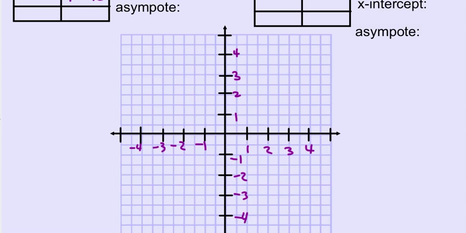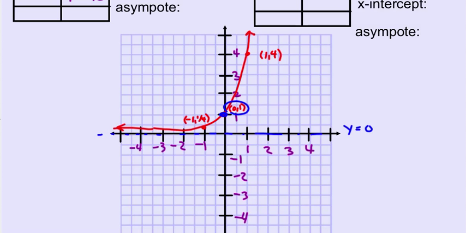One of our ordered pairs was -1, up 1/4. Next ordered pair is over 0, up 1. That will be our critical point. And then over 1, up 4. Here is our exponential function. It has an asymptote at y equals 0. It has a critical point, which is your y-intercept, of (0, 1).